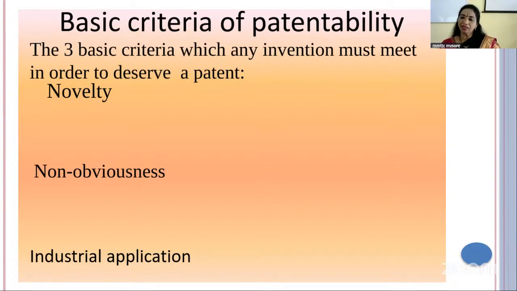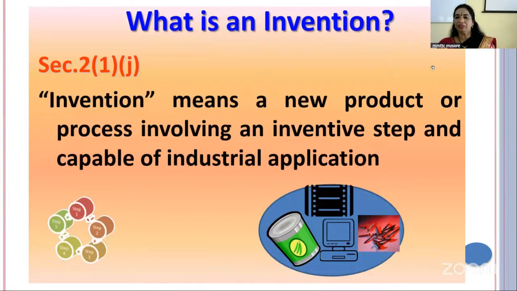So if I design a chair in a particular design or some unusual design which is going to be useful, then only it can be patented. And for the industrial application. So these are the three major criteria for coming out with whether you can file for a patent or not. What is an invention then? Invention means a new product or process involving an inventive step and capable of industrial applications. So otherwise it won't be an invention.